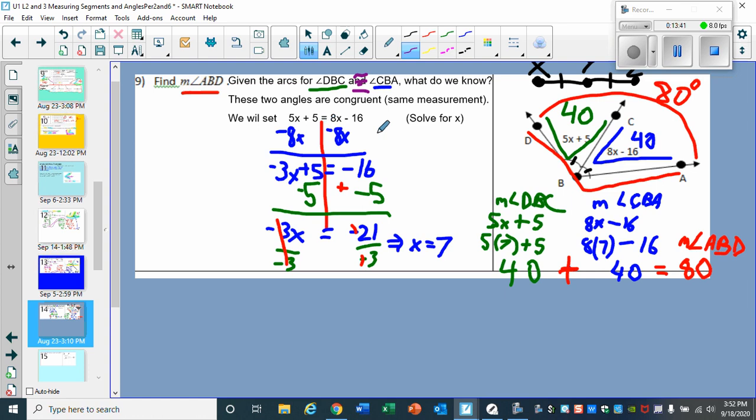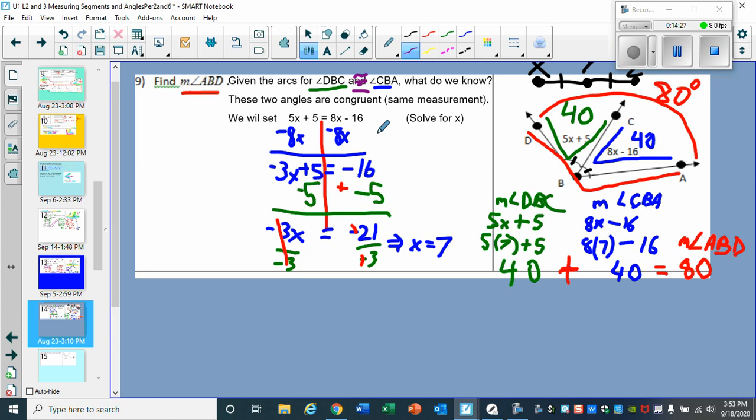So step 1, subtract 8x on both sides. Now you could have subtracted 5x on both sides. That could have worked too. And you would have had positive numbers, but that's okay. Your next step, so you get negative 3x plus 5 equals negative 16. Add 5 to both sides. Therefore, you have negative 3x equals negative 21. And then divide both sides by negative 3. So your two negatives become positive. And negative 21 divided by negative 3 becomes 21 divided by positive 3. And we get x equals 7.